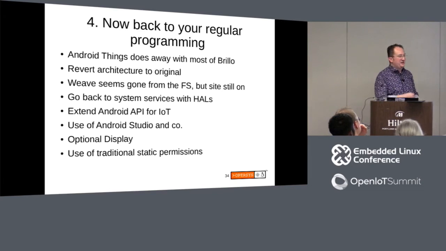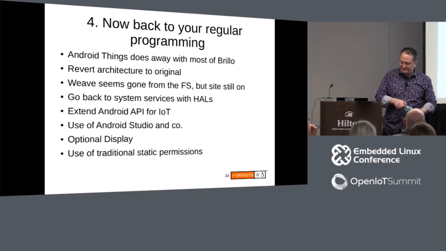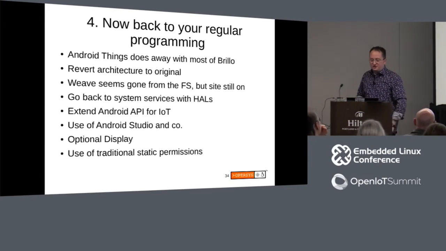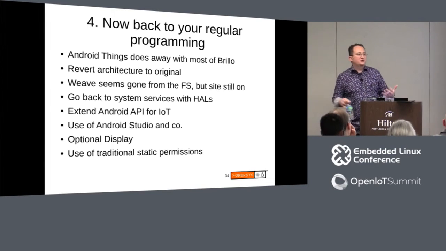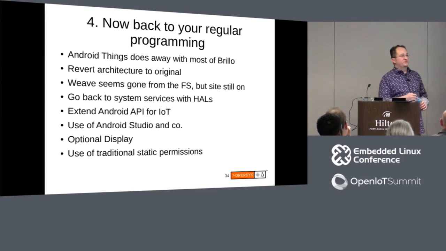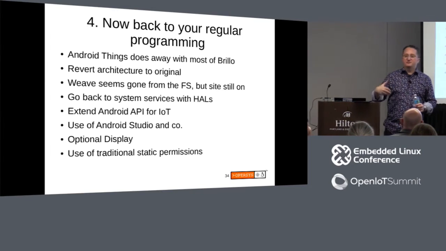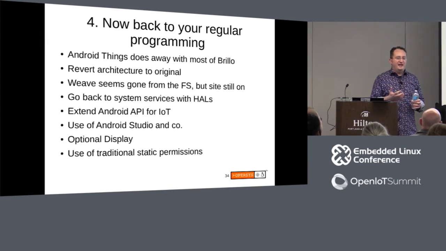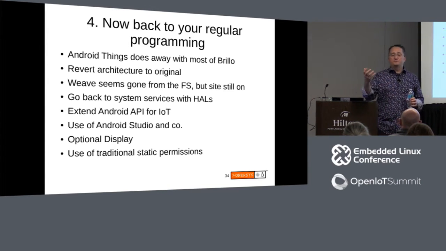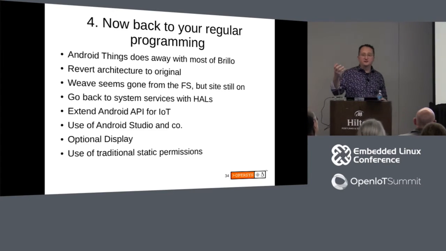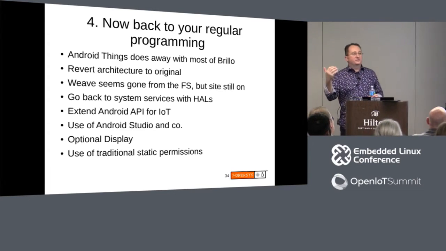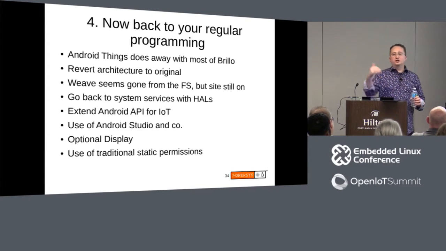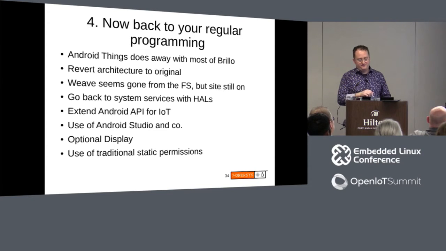Right, which gets us to Android Things. Android Things essentially just does away with most of what Brillo had taken away. It just brings a lot of it back. And the architecture is very much the same as we had before, except they've added a bunch of bells and whistles here and there to cater for the IoT nature of the system.